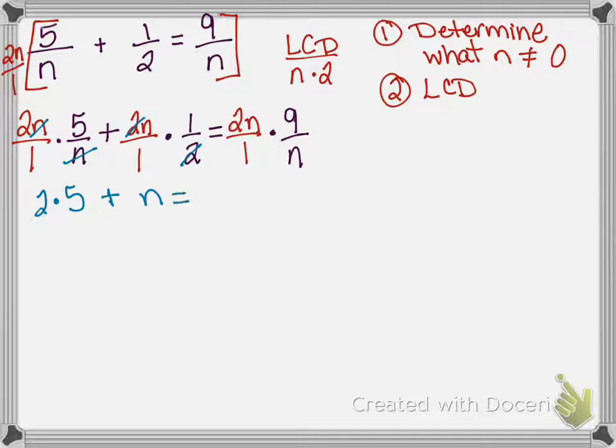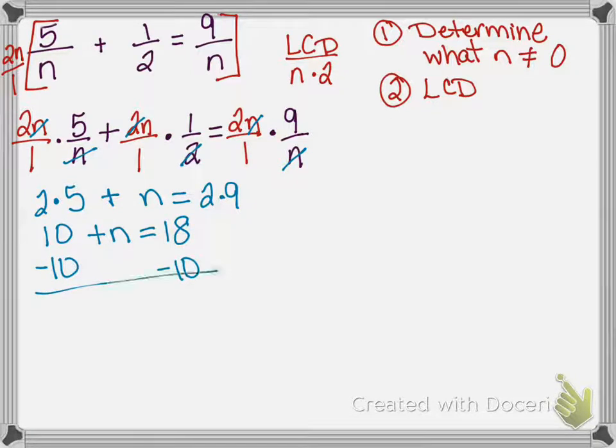And then I've got it equal to, and my n's cancel. So what am I left with? 2 times 9. Now this is much, much nicer. So I get 10 plus n equals 18. So my value for n is 8. Good.